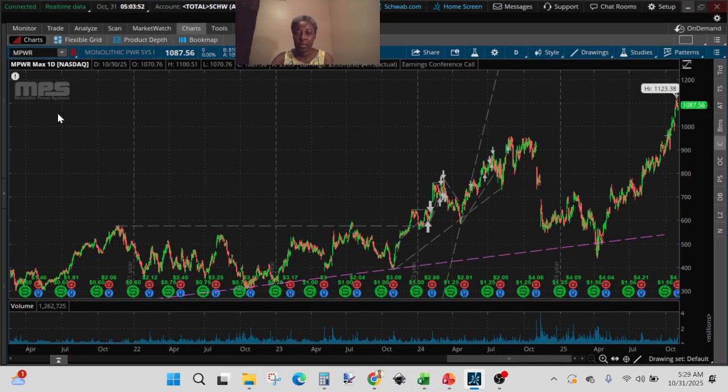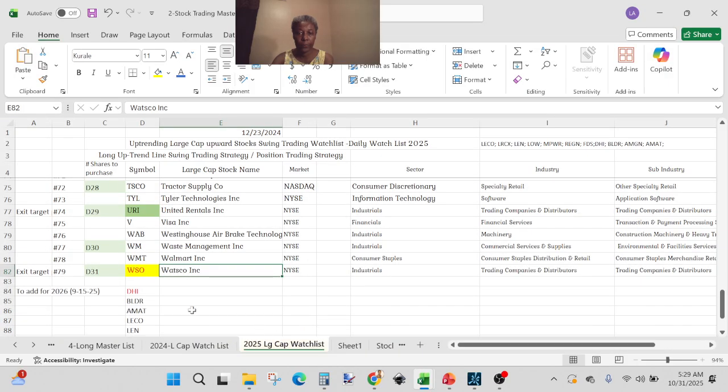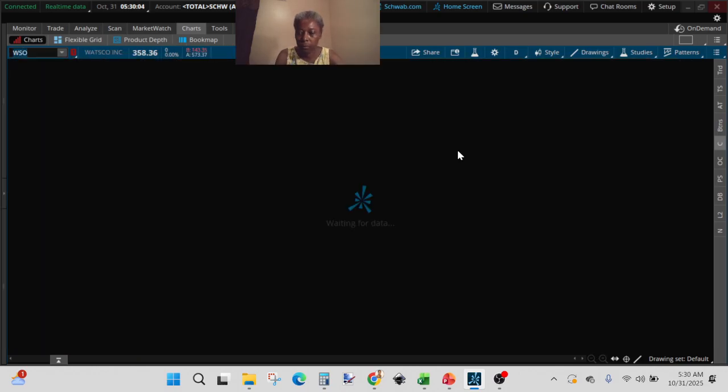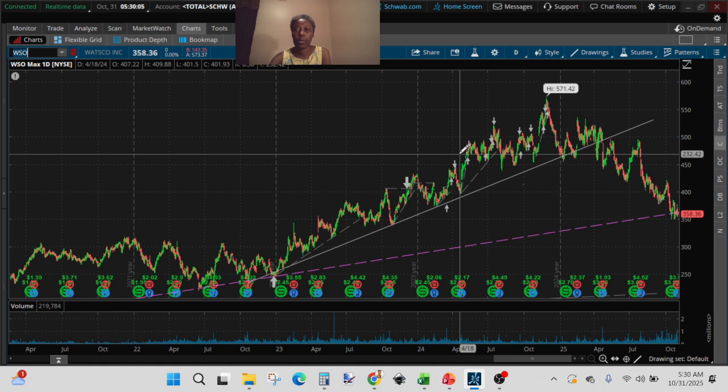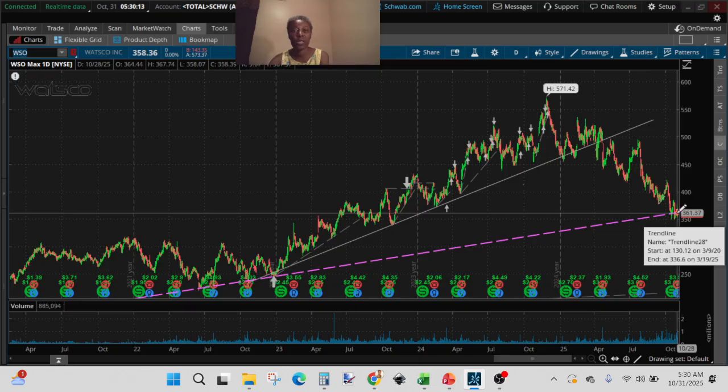And today we are going to analyze WSO. When the stock is somewhere here, the price is going to be higher, and when the price is at the valley line, the price is going to be lower.